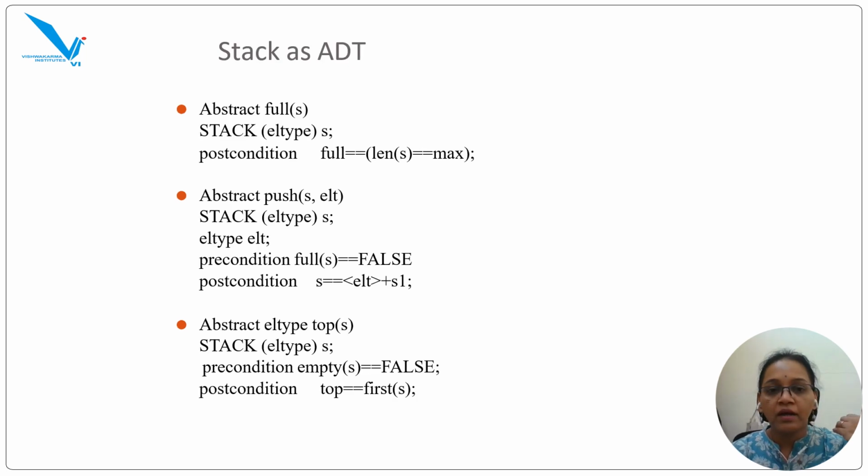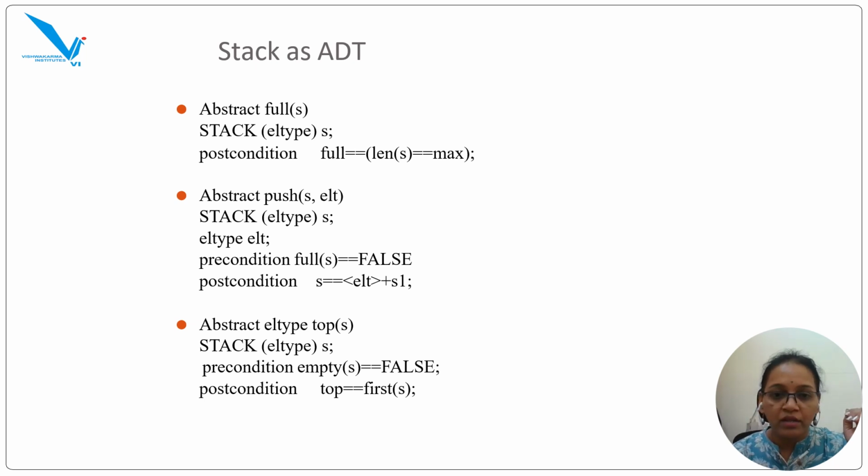Then abstract full of S. Here you have to check whether stack is full or not. So the postcondition is full is equal to length of S is equal to max. If your stack is containing all the elements, okay, it's up to its limit, then you have to say it's full.